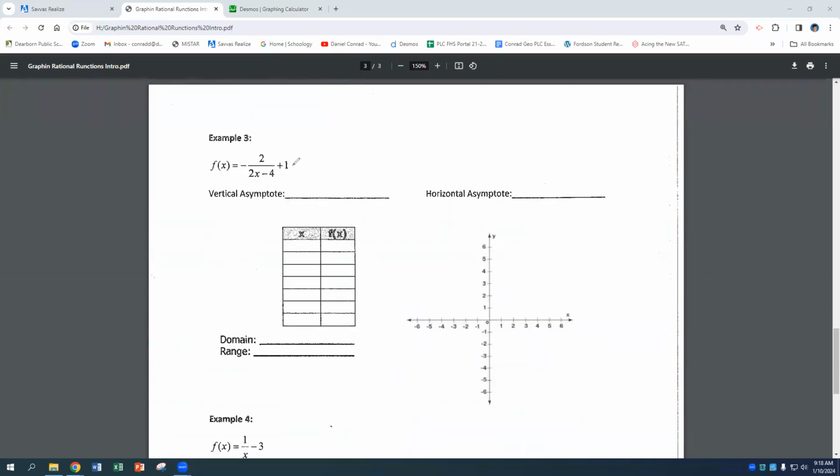Okay. Horizontal asymptote is going to be y equals 1. Vertical asymptote, this is a little more challenging because you have 2x minus 4. So we need to find for what value of x will that give me a 0 in the denominator here? So 2x minus 4 equals 0. I'm going to add 4 to both sides, and I get 2x equals 4. I divide by 2 and I get x equals 2. Okay, so I have a vertical asymptote at 2.